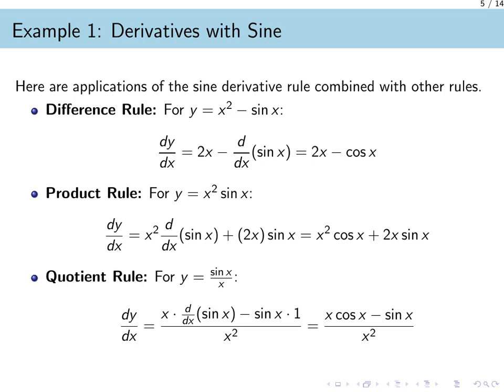To find the derivative, we follow the rule. We take the first part, x squared, and multiply it by the derivative of the second, which is cosine x. Then we add the second part, sine x, multiplied by the derivative of the first, which is 2x.